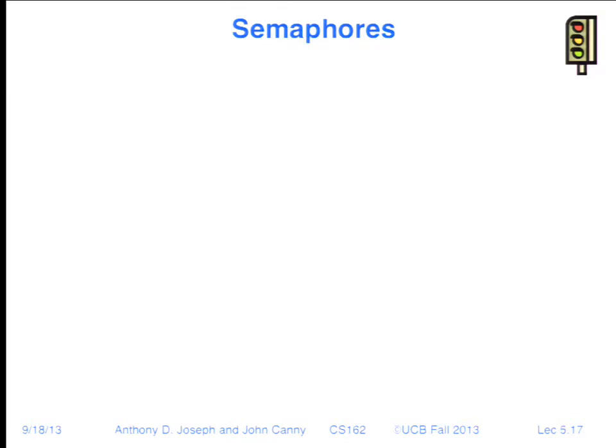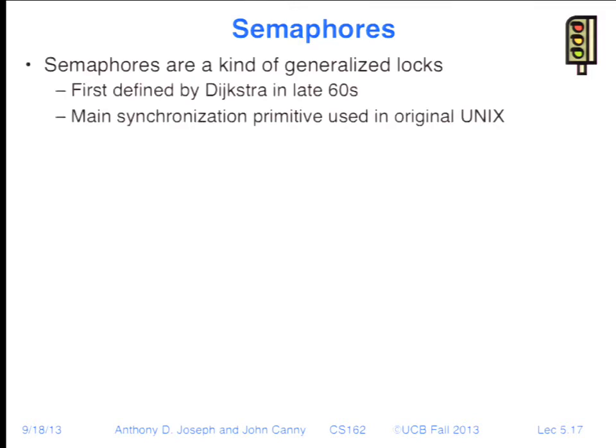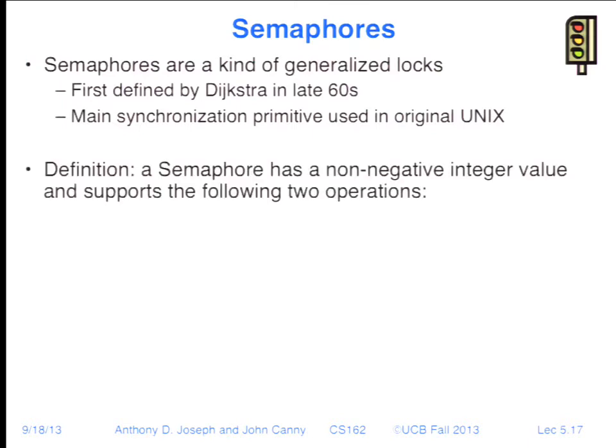All right, so we're going to talk now about some of the higher level primitives for concurrent programming. One of the most important ones is semaphores, which were developed as part of a system for concurrent programming. Still widely used, though. They're a kind of generalized lock implemented with a test and set primitive, defined by Dijkstra in the 60s, and were the main synchronizing primitives in the original Unix.